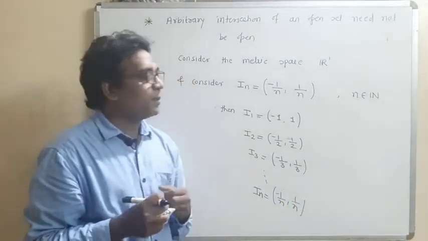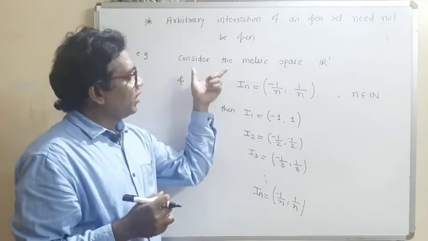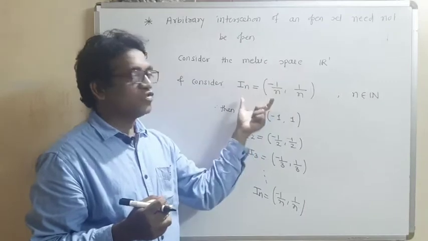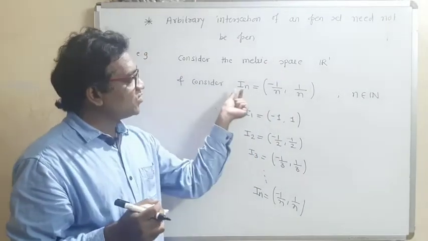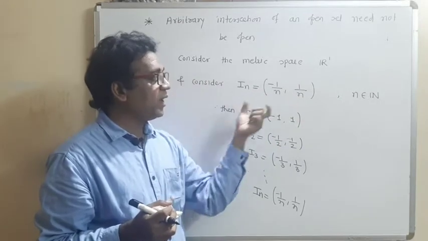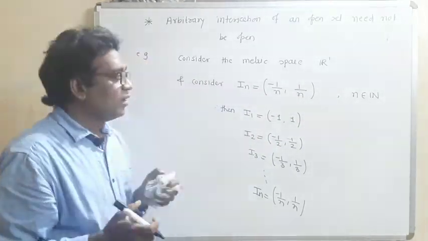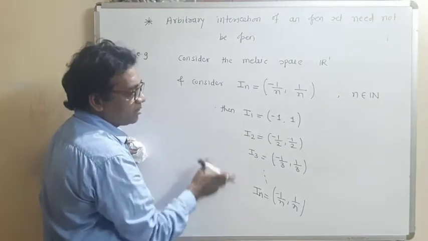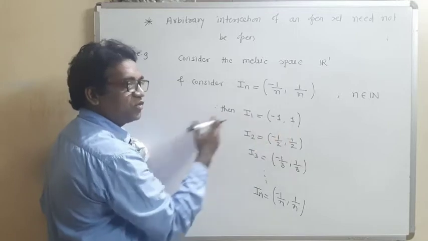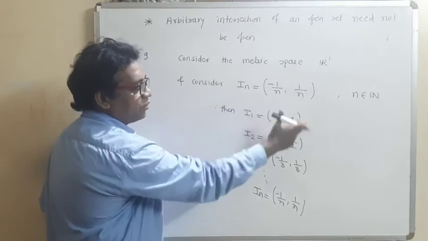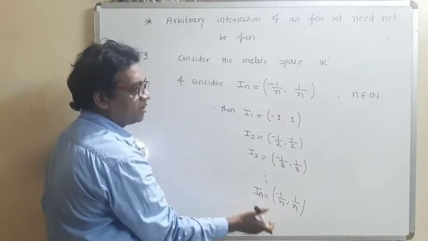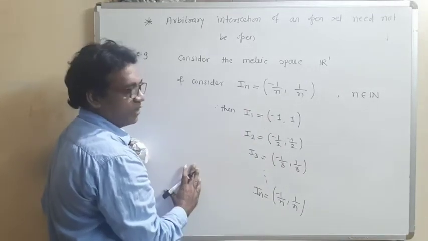Now see what this example is. We have taken the metric space R1 with our usual metric, and considered the open interval minus 1 upon n to 1 upon n, where n is a natural number. So I1 is the open interval minus 1 to 1, I2 means put n equal to 2, I3 means put n equal to 3, and In means just take n. So these are our intervals.